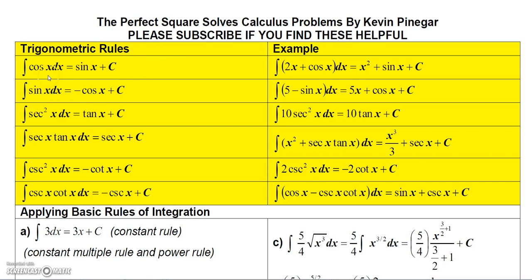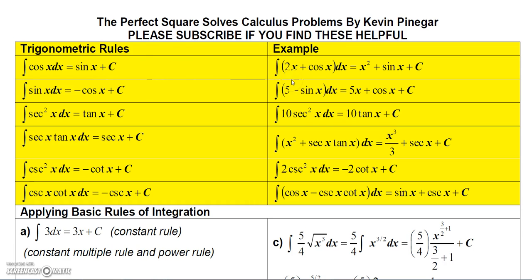Okay, in this next set of rules, we have our trigonometric integration rules. So if you want to integrate the cosine of x, that's going to integrate to sine of x plus a constant. The reason we know this is because we know the derivative of sine of x is cosine of x. So if we integrate cosine of x, we should get sine of x, and then of course plus a constant.